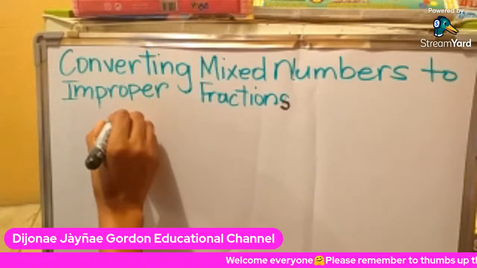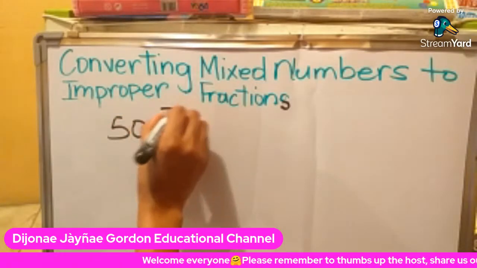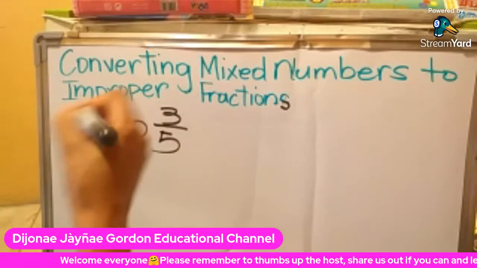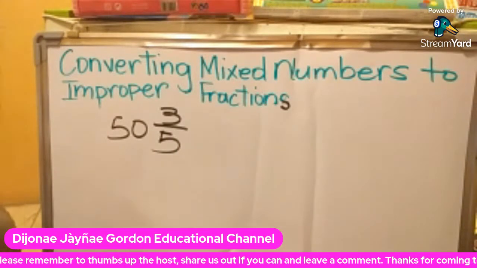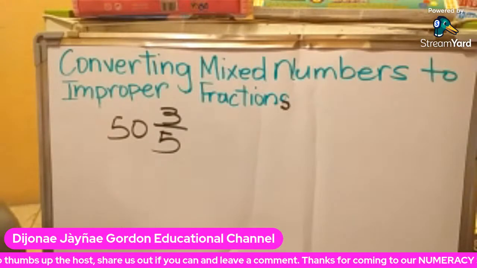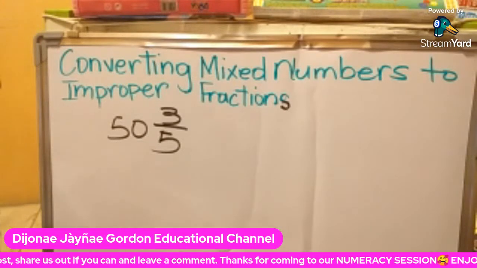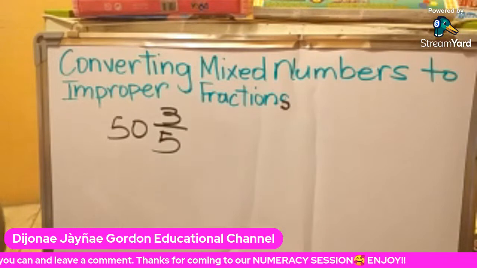So let's see now. We have 50 and 3 over 5. That's the one we are working with now. And that's the last one for the evening.